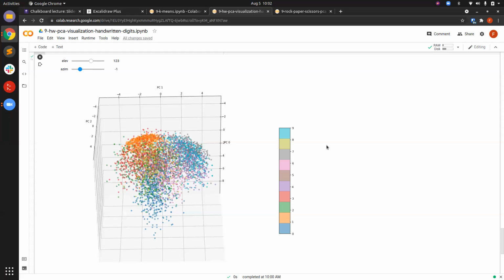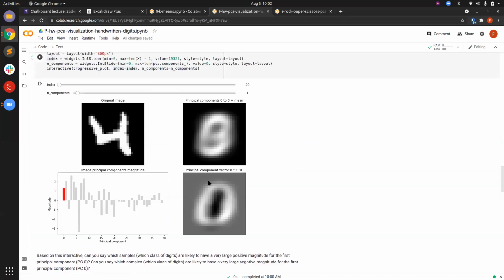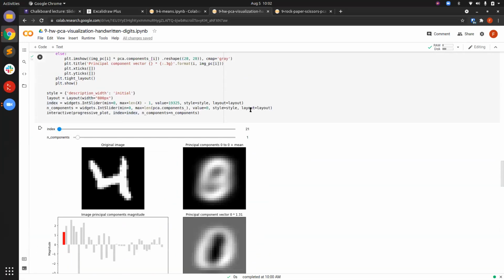Looking at PC1, we can see that it's helpful for some 3s. So some 3s use the kind of inverse of PC1. And some 9s tend to have a positive magnitude for PC1. So some 9s and also some 4s. Looking at PC1, let's see if we can understand how it affects 9s and 3s.